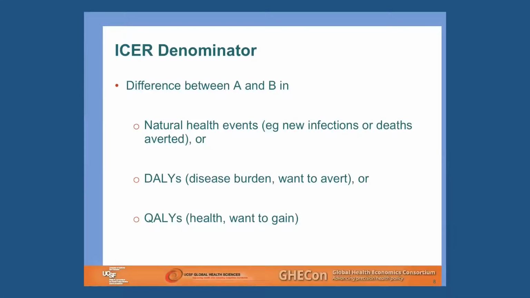The denominator, still the difference between A and B, but now we're talking about the health outcomes themselves, what we're really most interested in here. And they can be denominated in natural health events, like a new infection or a death averted. I'm calling infections and deaths natural phenomena. You can also have an unnatural or purely conceptual measure of health benefit, such as a DALY or a QALY.